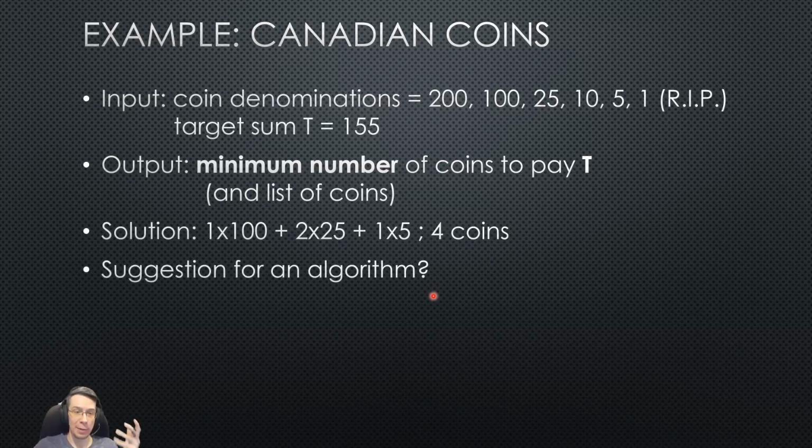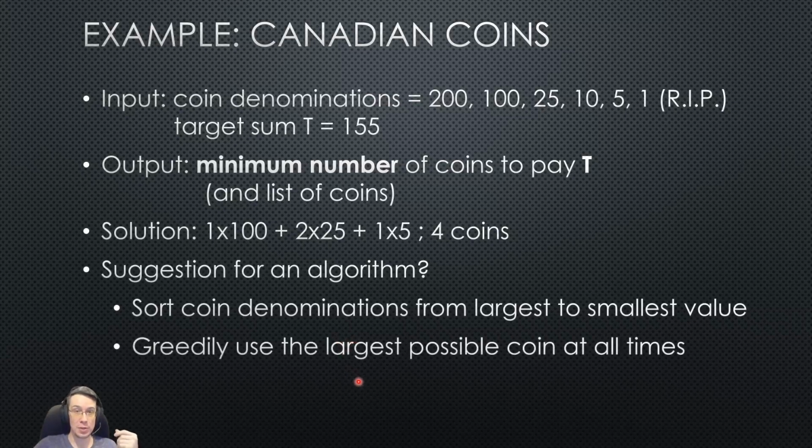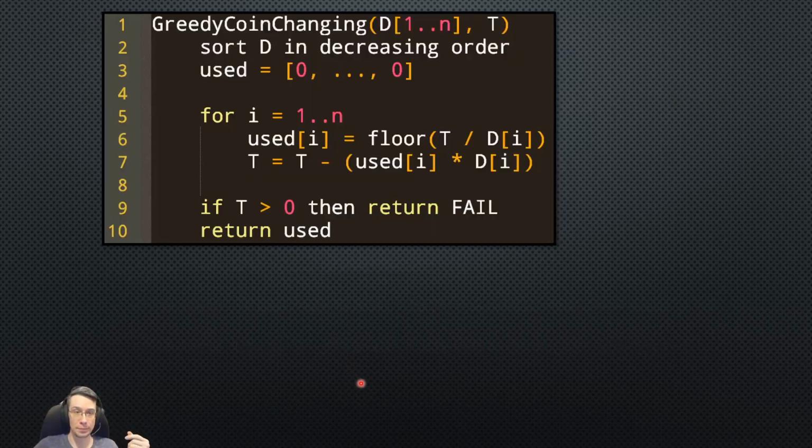Okay, so can anyone suggest an algorithm for doing this? I'll give you a moment to pause and think about it. Okay, so I'm going to assume that you've come up with an algorithm if you wanted to. I'm going to go ahead and show a greedy algorithm for doing this. So what if we sort the coin denominations from largest to smallest value, and at all steps just use the largest possible coin? So here's the pseudocode for that algorithm.